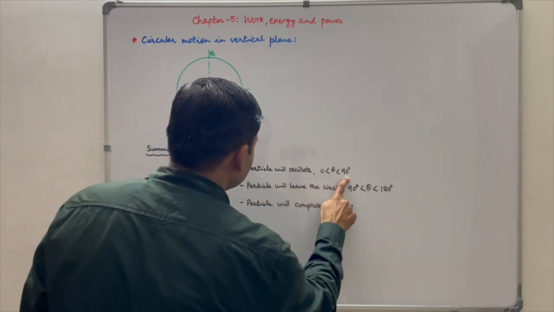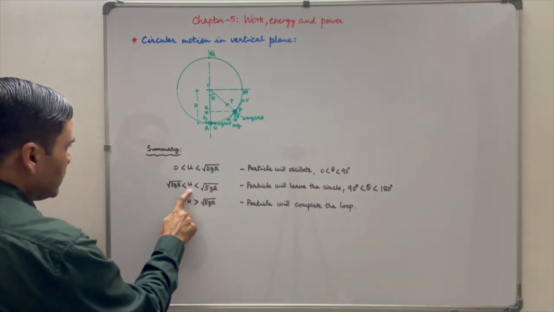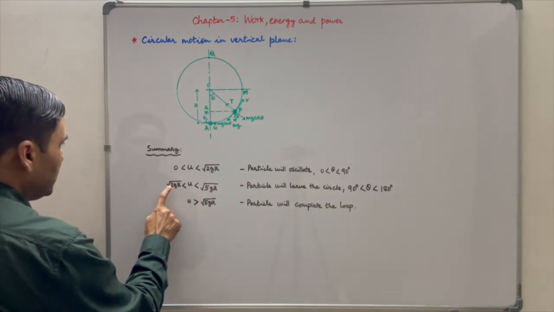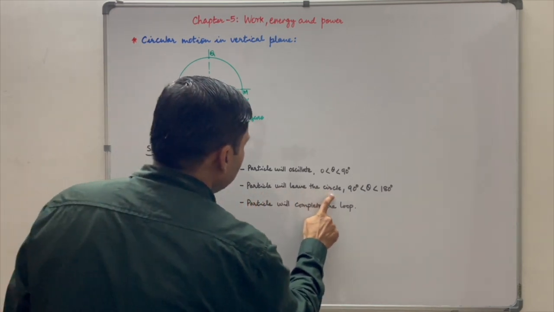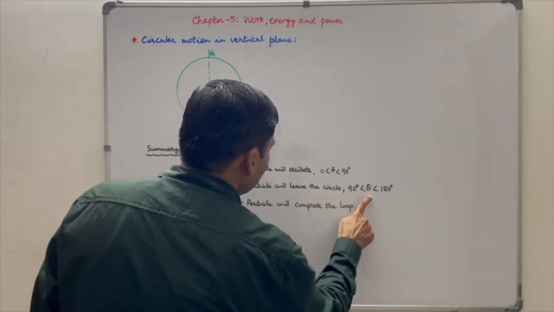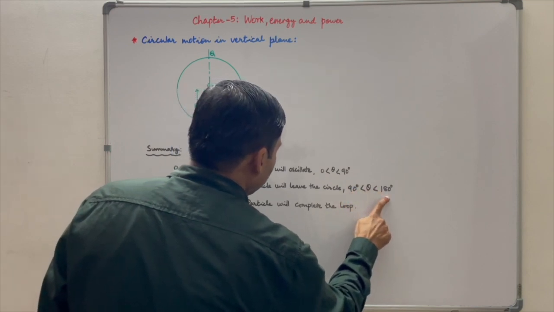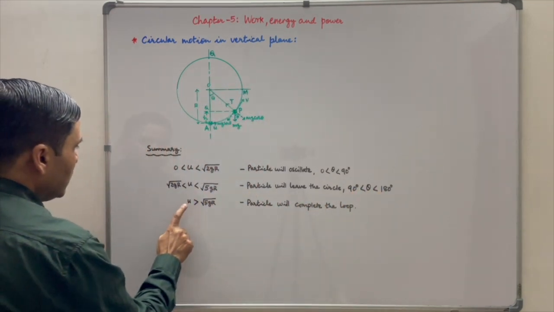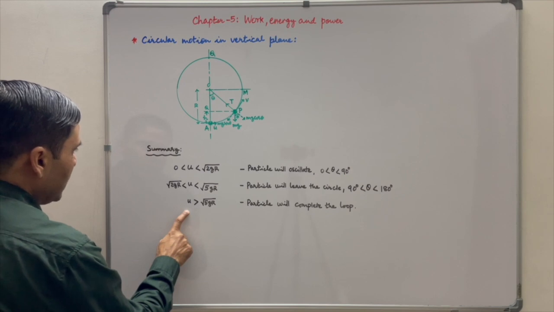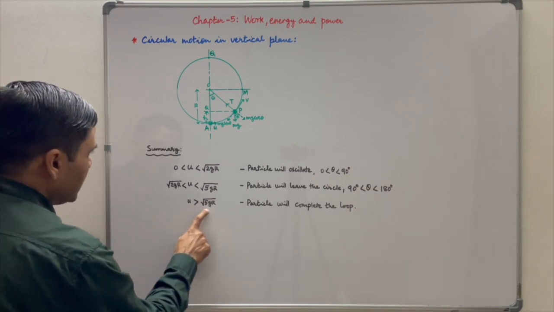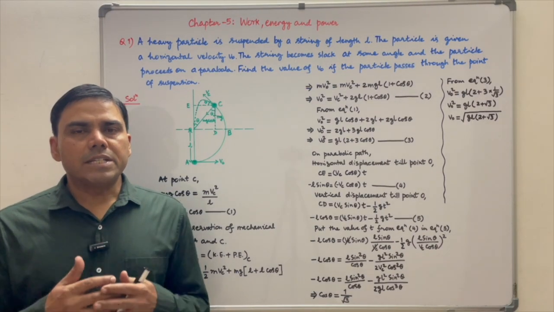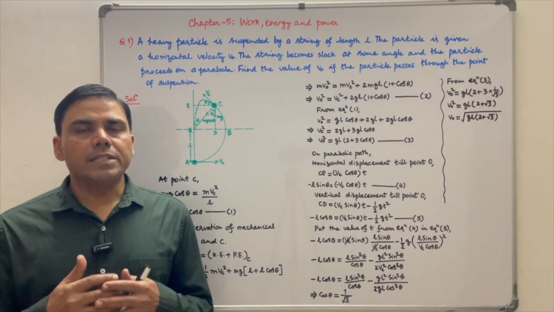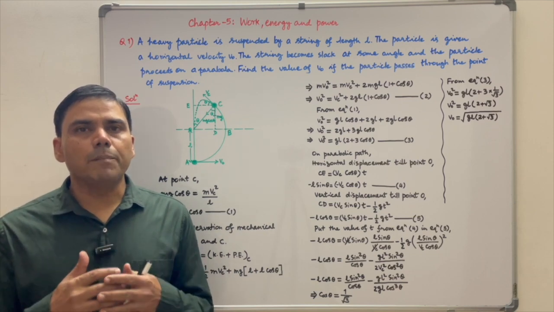to 90 degrees. If initial velocity given to the particle lies between under root 2gr to under root 5gr, particle will leave the circle where theta lies between 90 to 180 degrees. When initial velocity given to the particle is greater than under root 5gr, particle will complete the loop. Let us see three questions based on work, power and energy and circular motion combined.